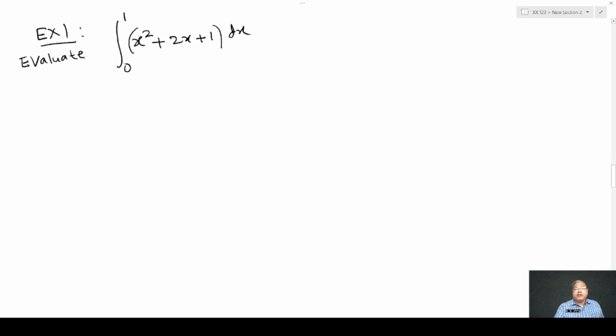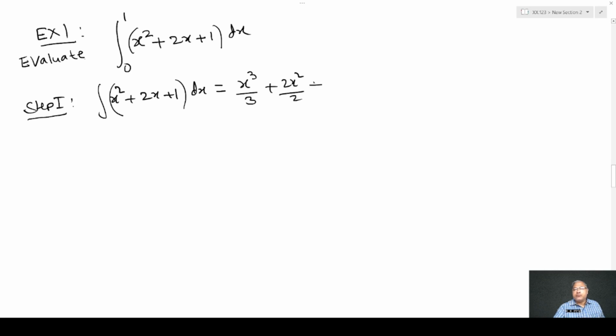Example 1. Evaluate integration of x square plus 2x plus 1 with respect to x from 0 to 1. Step 1. Integration of x square plus 2x plus 1 with respect to x equals x cube by 3 plus 2x square by 2 plus x. 2 gets cancelled. I have not written plus c as we usually write. Let x cube upon 3 plus x square plus x equal phi of x.